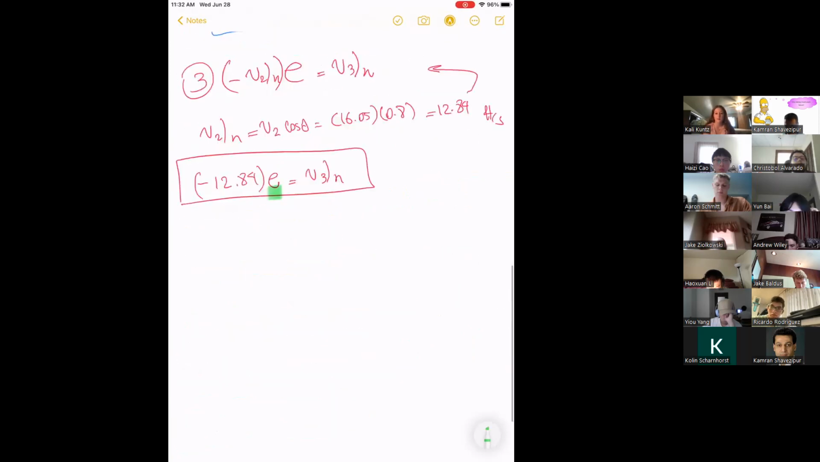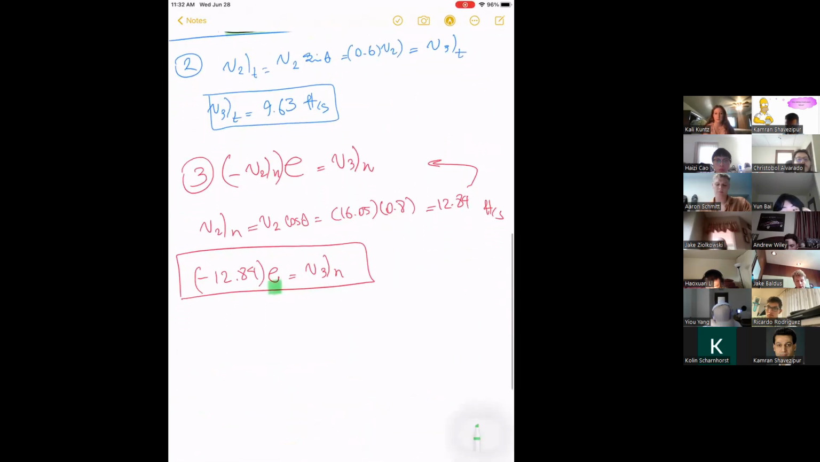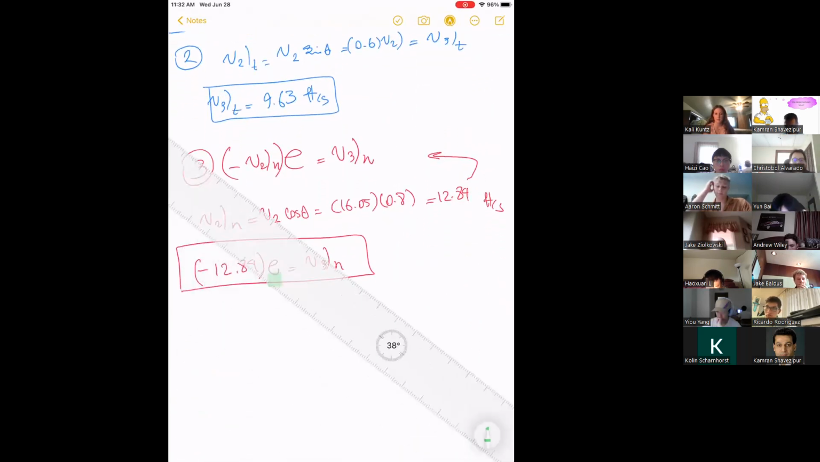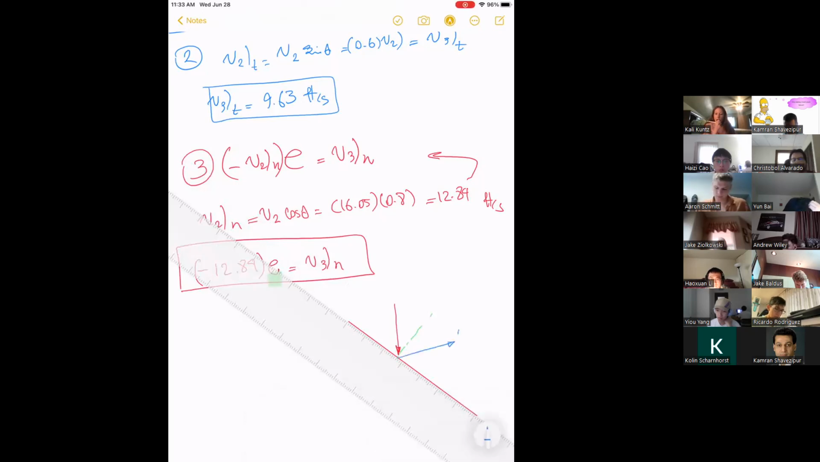Now, if I redraw this part again down here, remember, this is the ground, right? The ball comes like this and bounces back like that. This is V3.